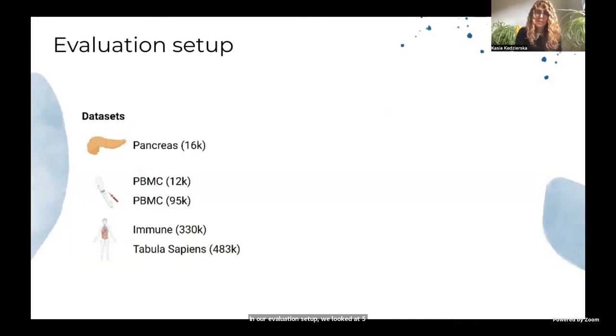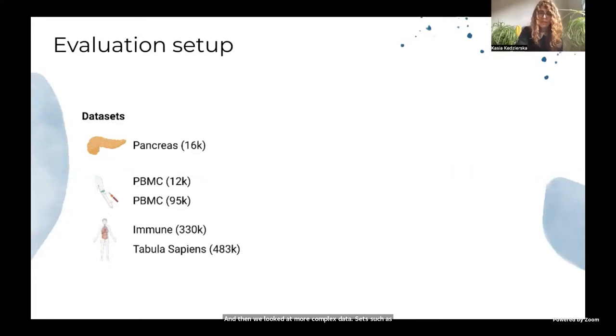We looked at the pancreas that spans one tissue type and several batches. We also looked at PBMCs that have 1 or 2 technical batches. And then we looked at more complex data sets, such as cross-tissue immune and Tabula Sapiens, which span multiple tissues and multiple technical batches.